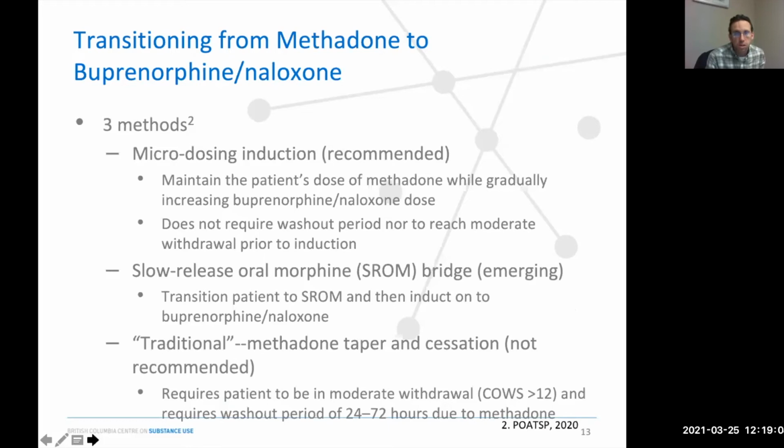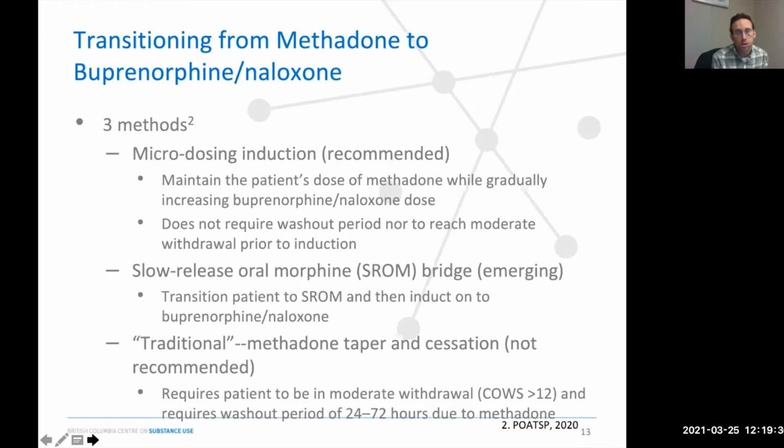The slow-release oral morphine bridge is a method that, from my experience, was actually used more often before microdose induction was around. And I'm interested to hear Annabelle's or others' thoughts on using that now that we're using microinduction. To me, it doesn't make that much sense to transition someone to slow-release oral morphine and then to Suboxone, but maybe some people are doing that.